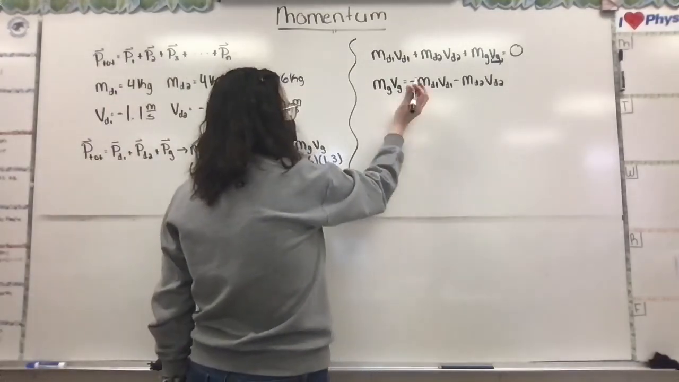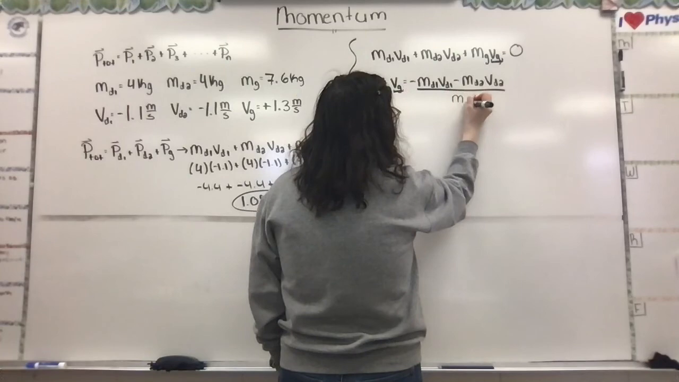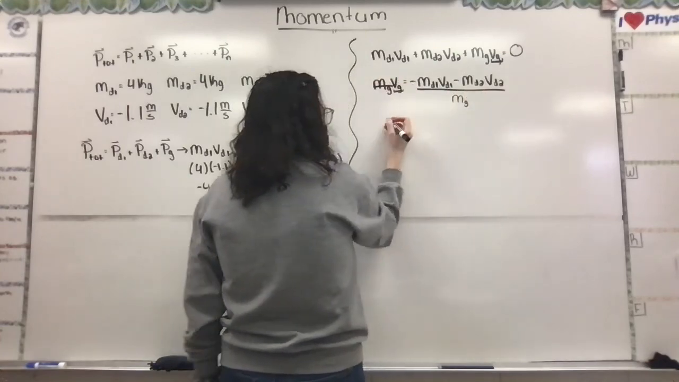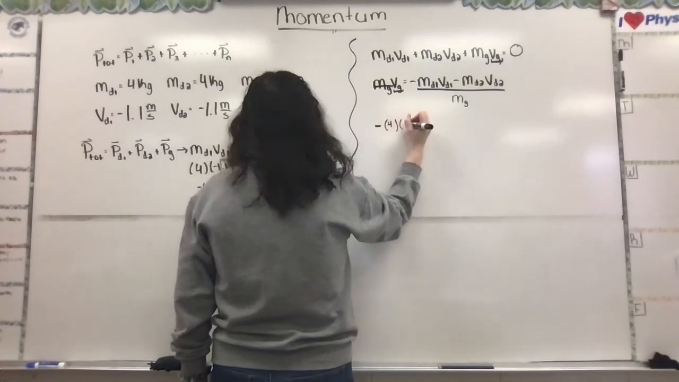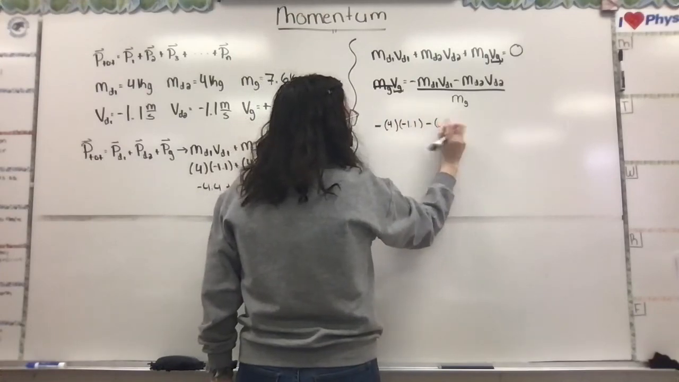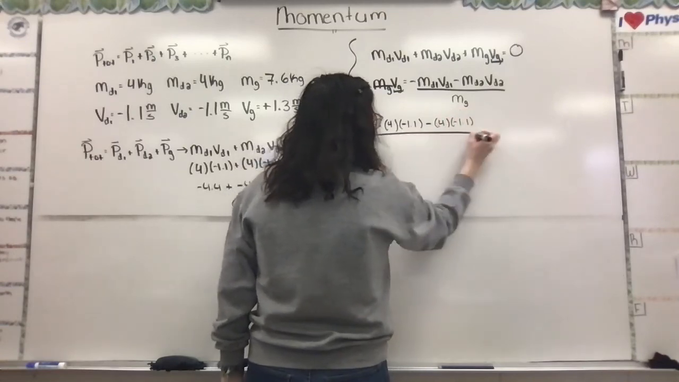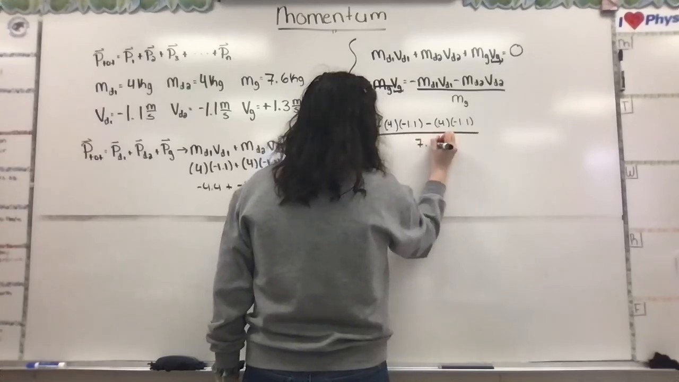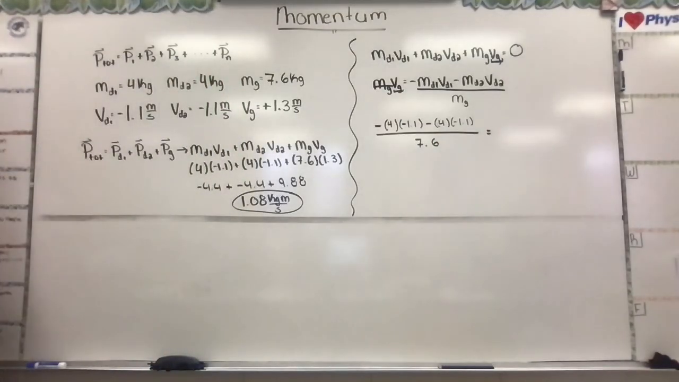What's the last thing we would need to do to get VG completely alone? Divide by MG. Divide by the mass of the goose, okay? So that means that we would have negative 4 times negative 1.1 minus 4 times negative 1.1 divided by 7.6. We'll give everybody a second to catch up, okay? And then, you couldn't mark up the M's here. Nope, because they're different M's.